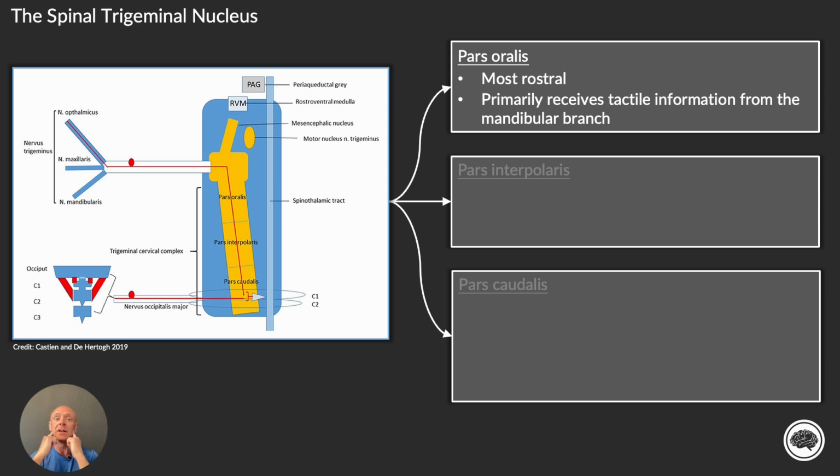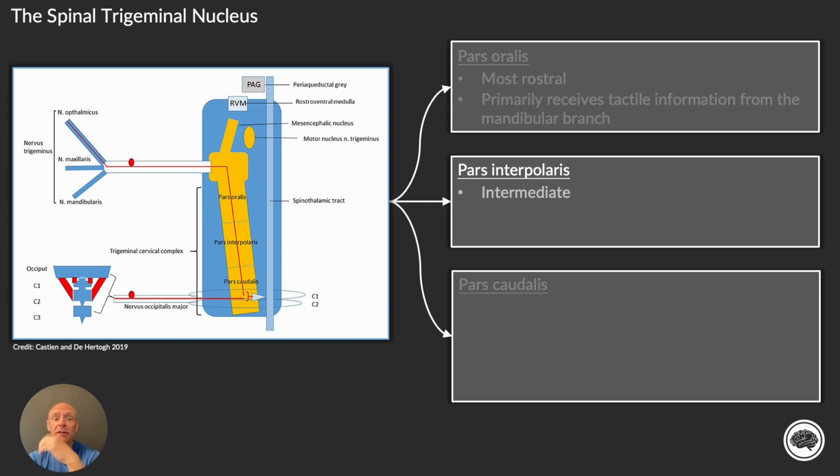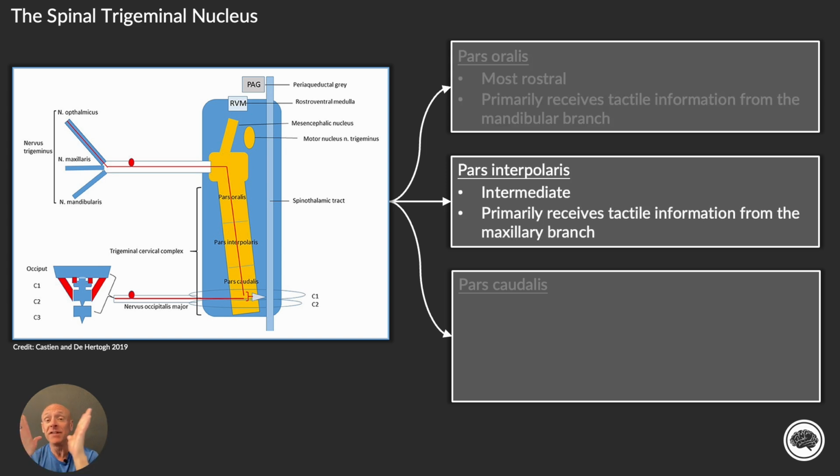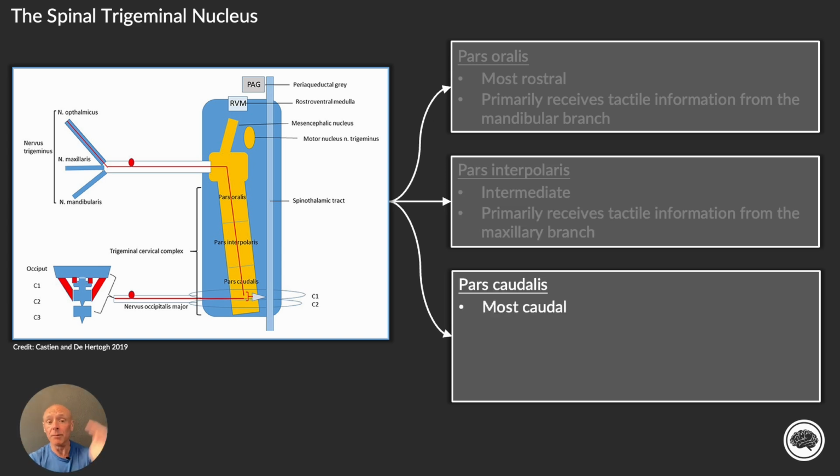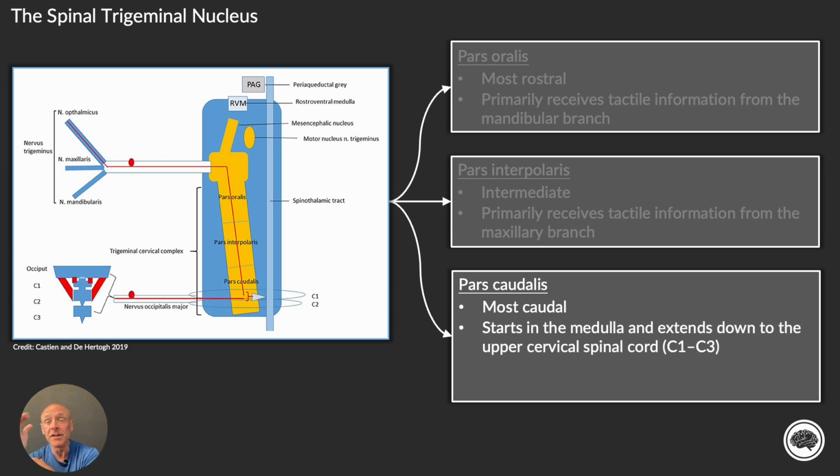All right, remember the mandible coming all the way down around the jaw, like the chin strap. We then have a middle pars called the interpolaris. It primarily is going to receive touch or tactile information from the maxillary branch. So that's V2. And then we have the bottom one, the pars caudalis. It starts in the medulla, goes down into the upper cervical spine, and it primarily receives nociception, threat signals from the ophthalmic branch.